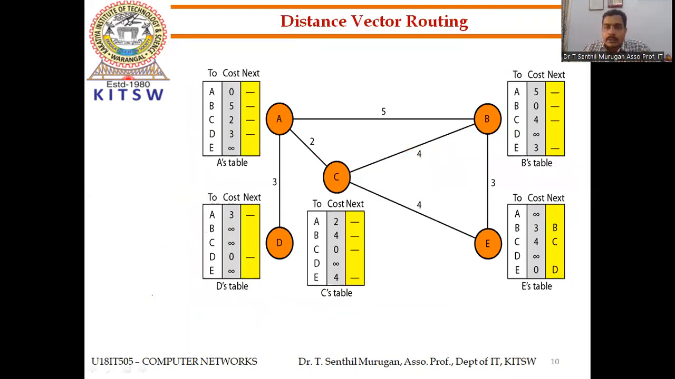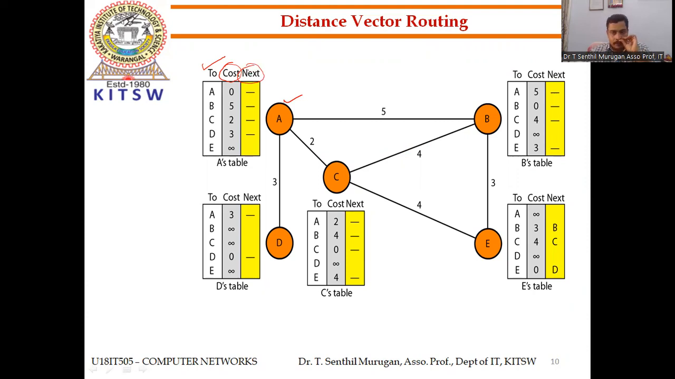Now we are going to discuss the distance vector routing protocol. What is the distance vector routing protocol? In distance vector routing, each and every node maintains a routing table. The routing table has information on how to reach all the other nodes. What is the distance? In each table, the destination address is there, then the cost to that particular node, and the next node is also there.